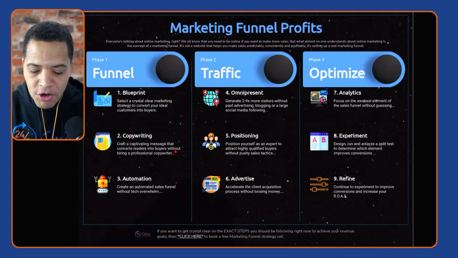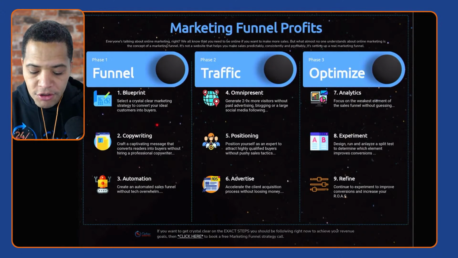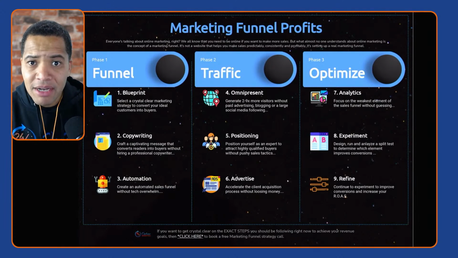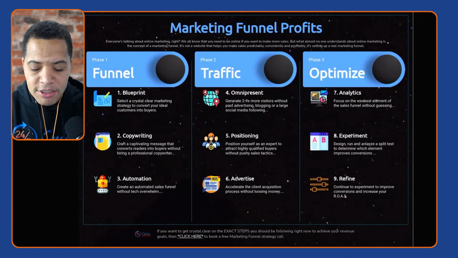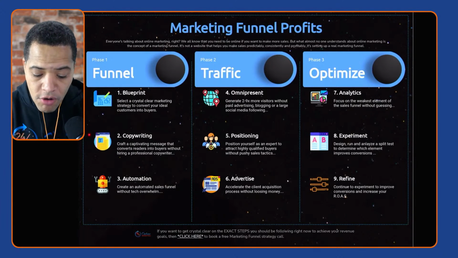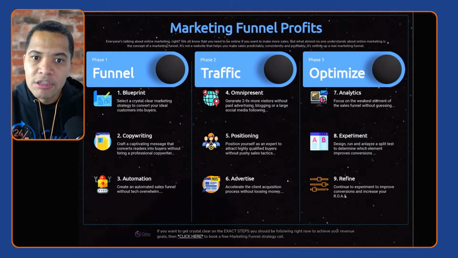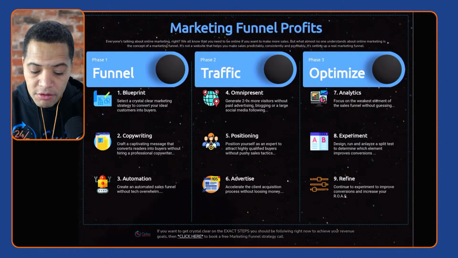And then second, we're going to go into copywriting. Now we've got to talk about the content that we're going to put into the funnel, the messaging that we're going to use. We're going to craft captivating messaging that will convert readers into buyers without hiring a professional copywriter. I'm going to walk you through in that phase how we write good copy, for example, sharing templates and scripts that we use to create good copy. And then the last stage of the funnel phase is automation.